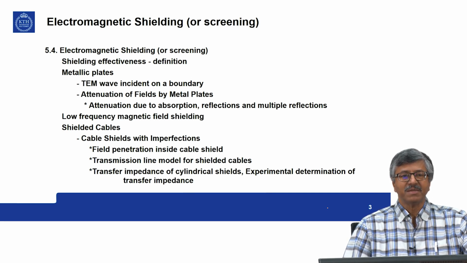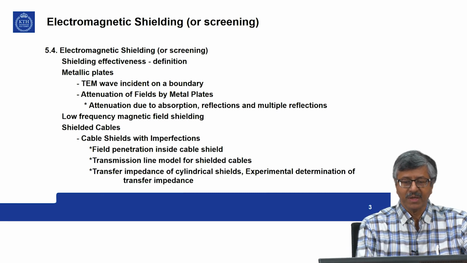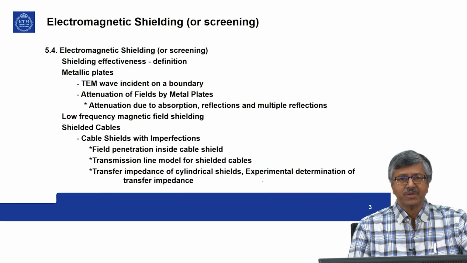Shielding effectiveness, the definition of that concept, metallic plates, TEM wave incident on a boundary, the equations will be derived. Then attenuation, low frequency magnetic shielding, shielded cables, which are cable shields with imperfections. The concept of transfer impedance will be introduced. So, let us go through the details.